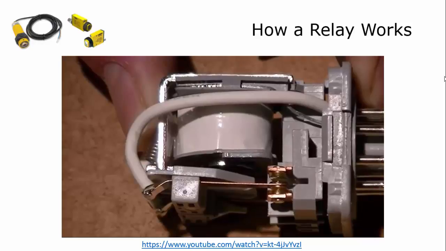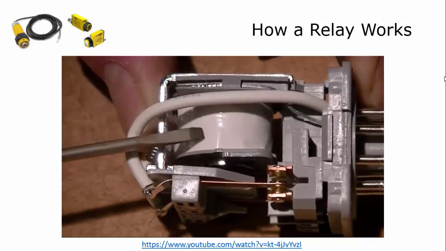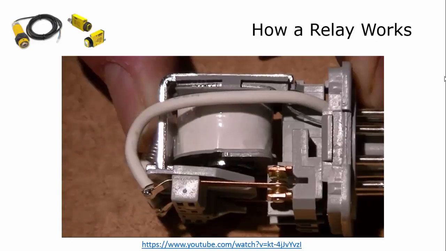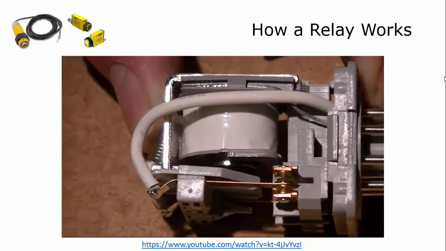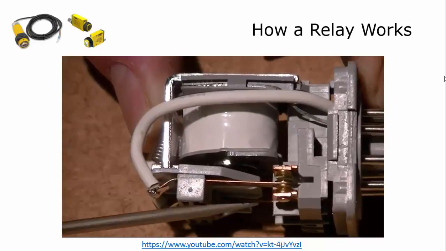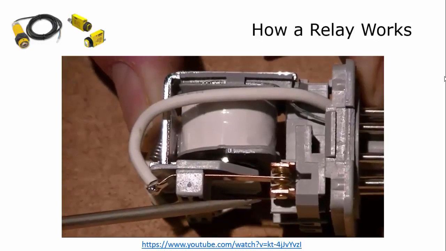The relay consists of two parts. The white part is an electromagnet, as the name suggests. When electricity is applied, it becomes a magnet. When the first part becomes a magnet, it pulls in the arm, which is the actual switch.